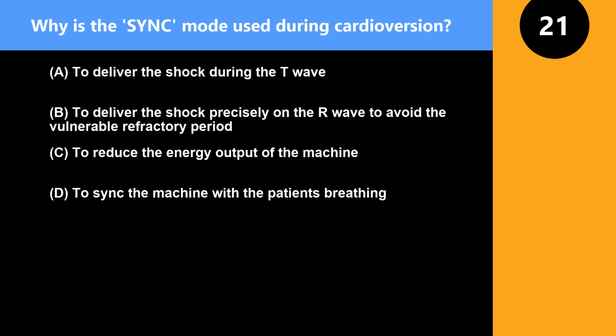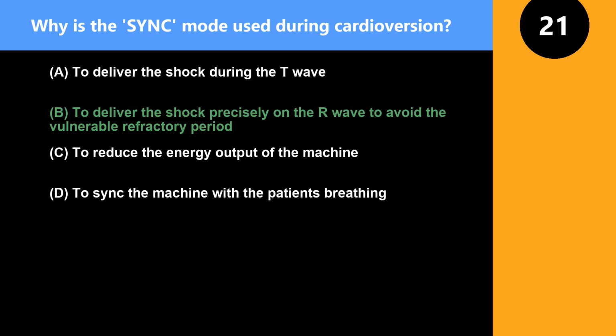Question 21. Why is the sync mode used during cardioversion? Option A, to deliver the shock during the T wave. Option B, to deliver the shock precisely on the R wave to avoid the vulnerable refractory period. Option C, to reduce the energy output of the machine. Option D, to sync the machine with the patient's breathing.